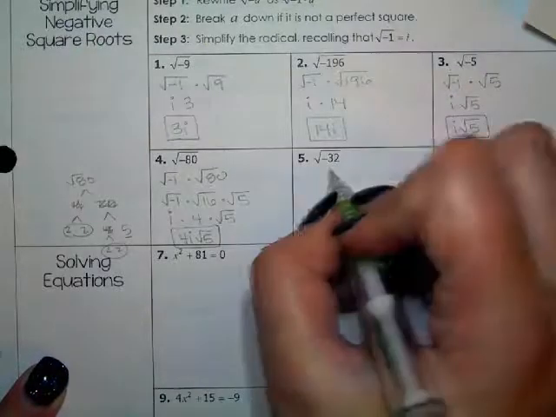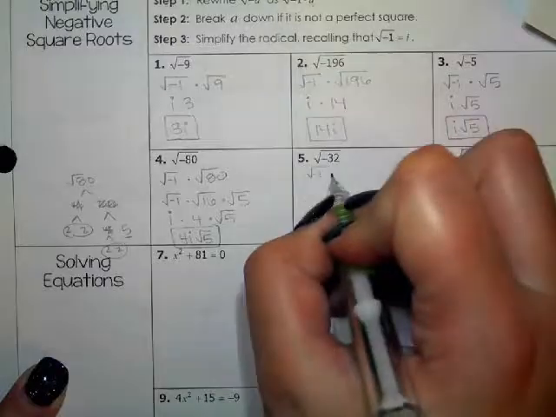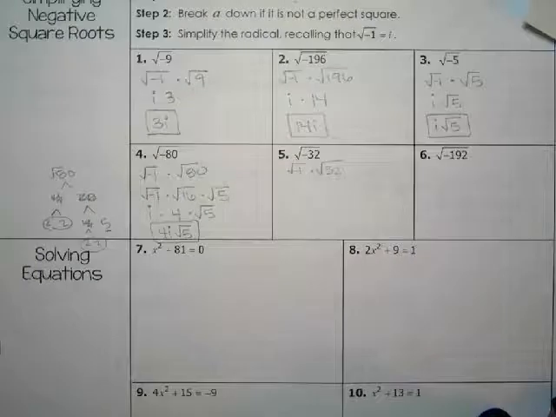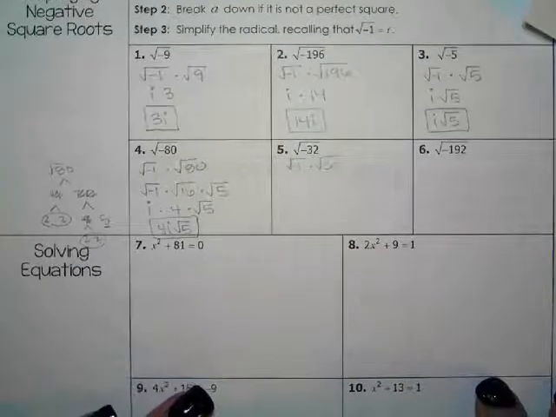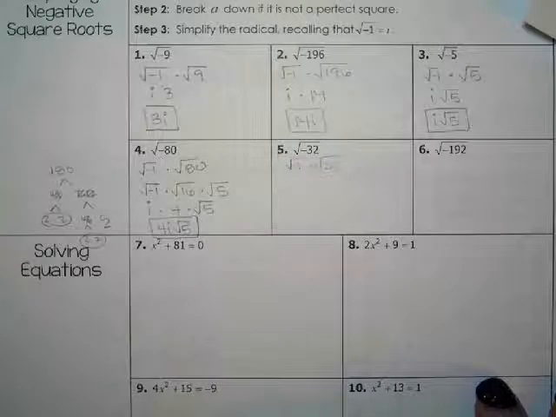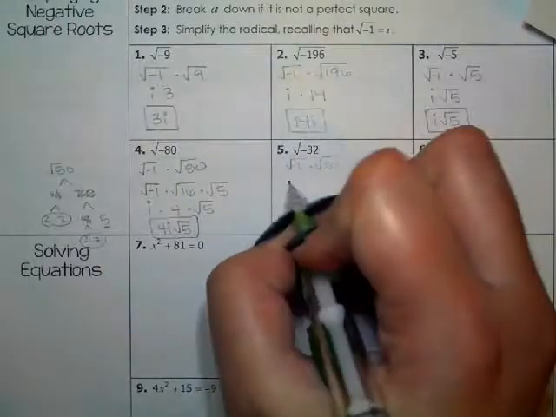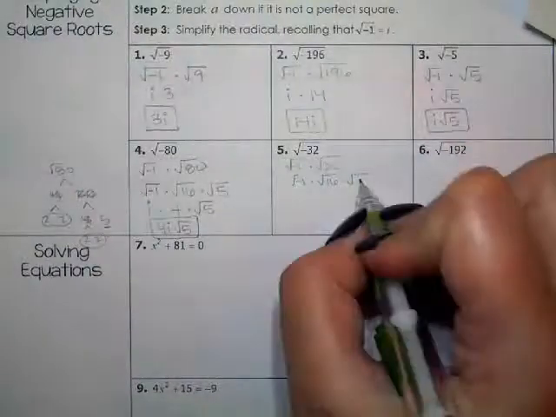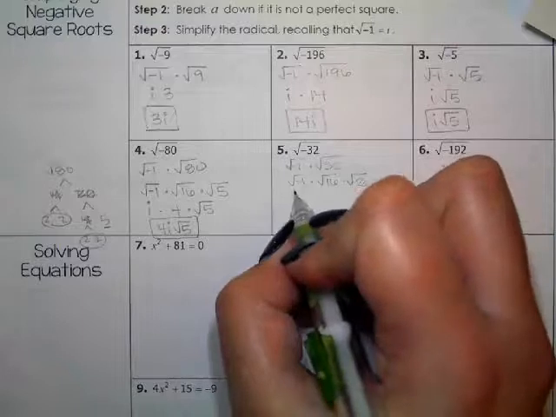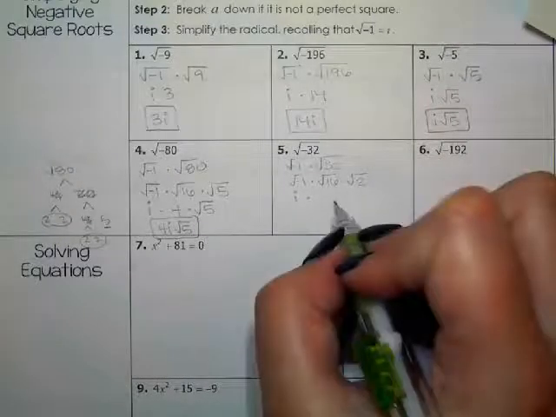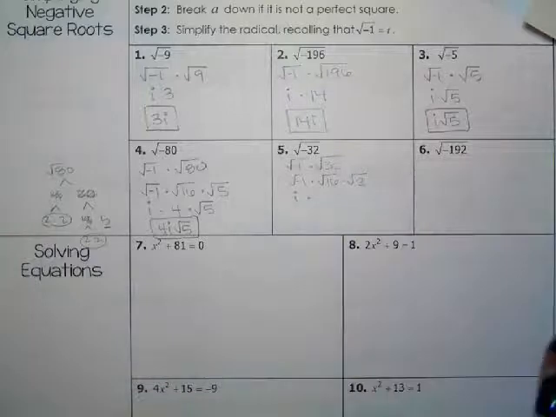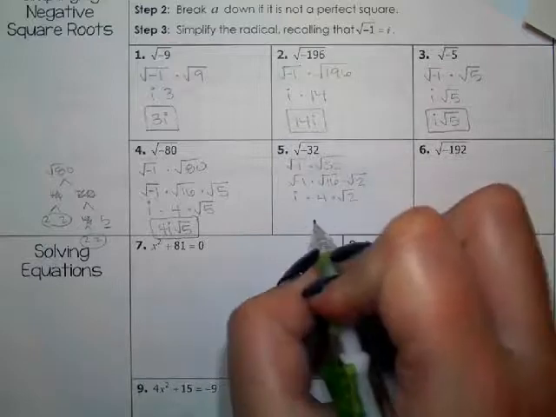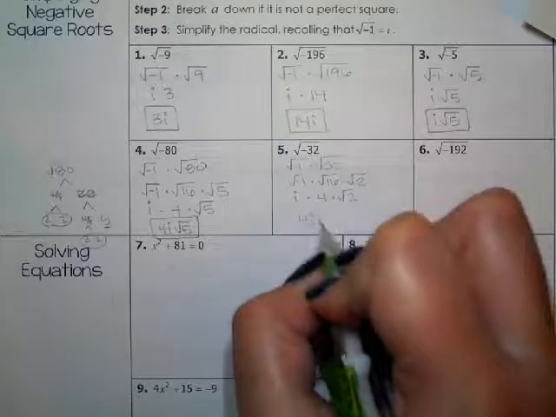All right, this one, we've got the square root of -1 times the square root of 32. Do you want to do the tree method, or do you want to do perfect square? Perfect square. What's the biggest perfect square that goes into 32? 16. So we've got a square root of -1, a square root of 16, and a square root of 2. So we've got i times the square root of 16, which is 4, times the square root of 2. So that gives us 4i square root 2.